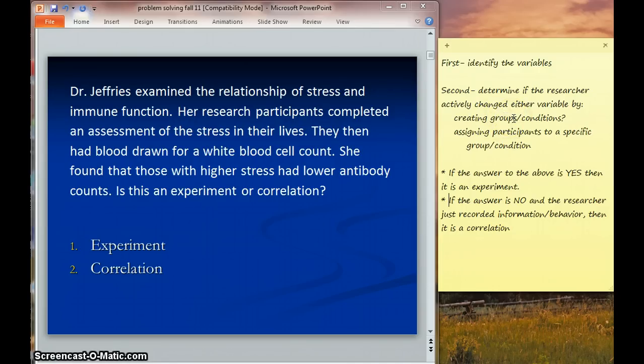Did she create groups or conditions? No. Did she assign participants to groups or conditions? No. So, since our answer is no to that question above, the researcher just recorded information, and therefore it is a correlation. So in this case, Dr. Jeffries was conducting a correlation.